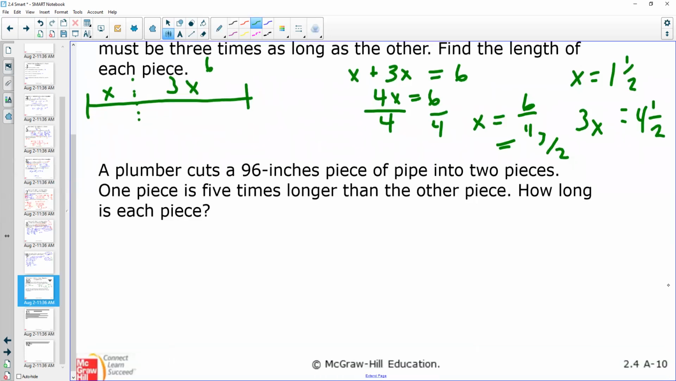A plumber cuts a 96-inch piece of pipe into 2 pieces. One is 5 times longer than the other. How long is each piece? You try it.